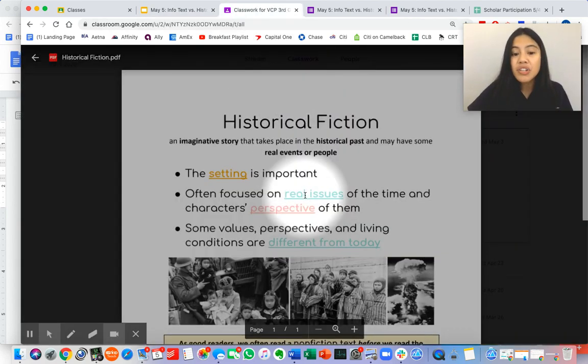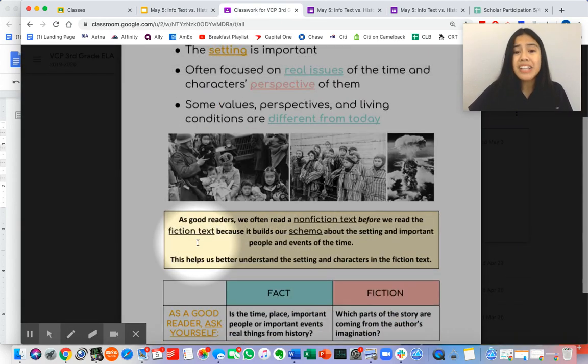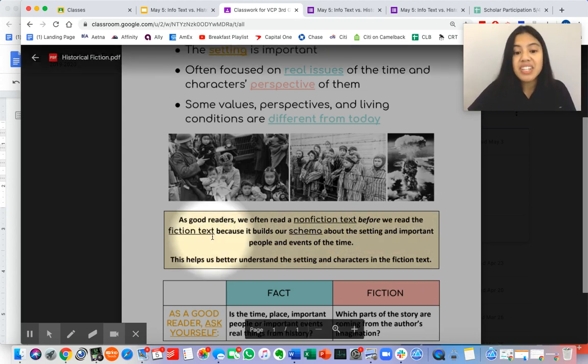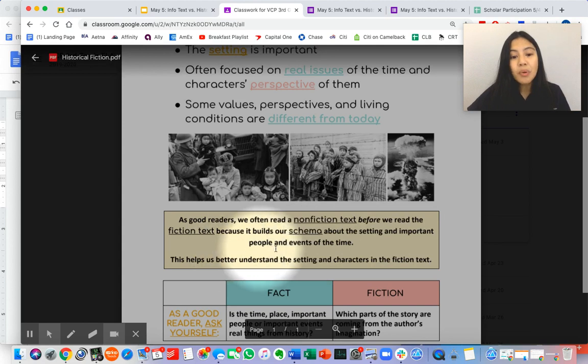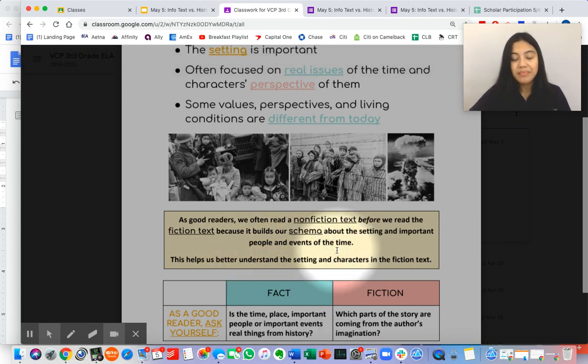It's important to make sure that we read that InfoText article yesterday, because as good readers, we often read a nonfiction text before we read the fiction text because it helps build our schema about the setting and important people and events of the time. This helps us better understand the setting and characters in the fiction text.